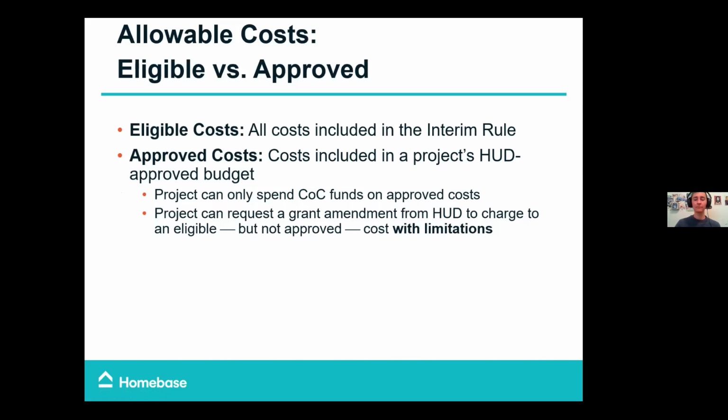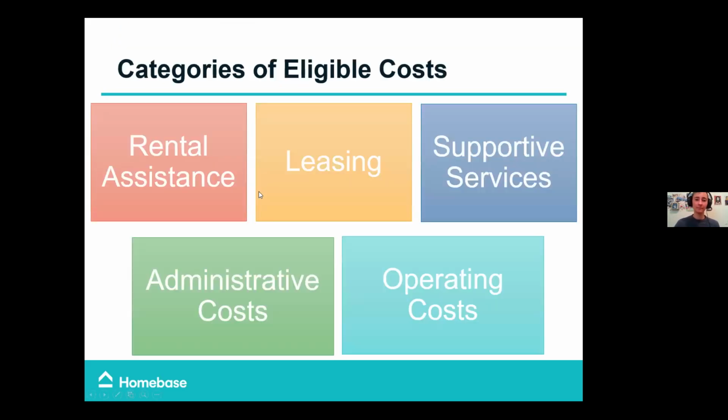There is a recent exception to this, which is that if a project requests supportive services or operations costs, it's not limited to the specific budget line items requested through that application. In those categories, as long as they are included in the budget generally, the project can spend awarded funds on any eligible supportive service or operations costs. These are the categories of eligible costs. First, I'm going to go over rental assistance, leasing, and supportive services. And then Eli is going to go over operating and administrative costs.